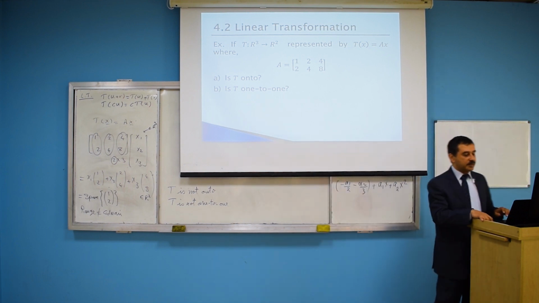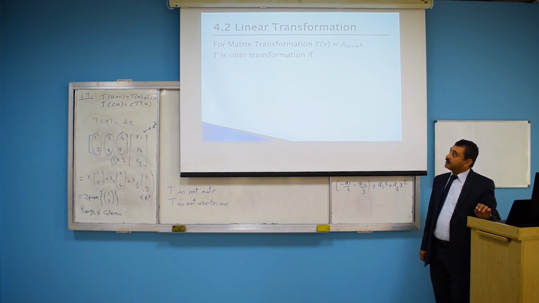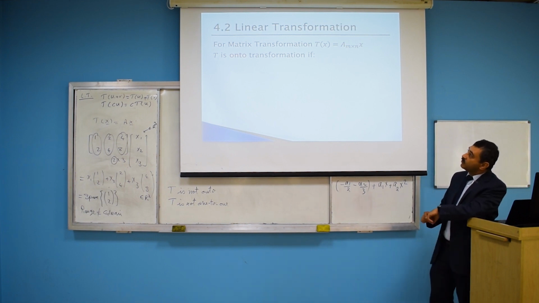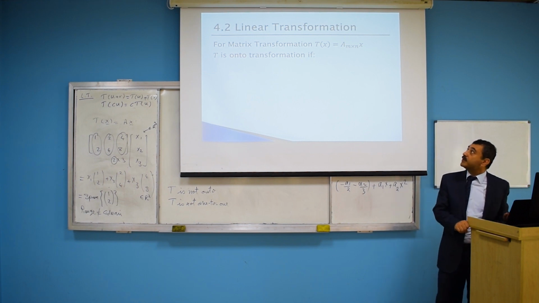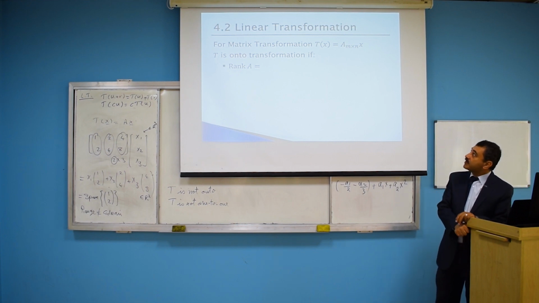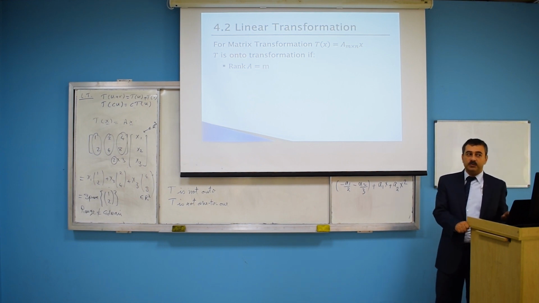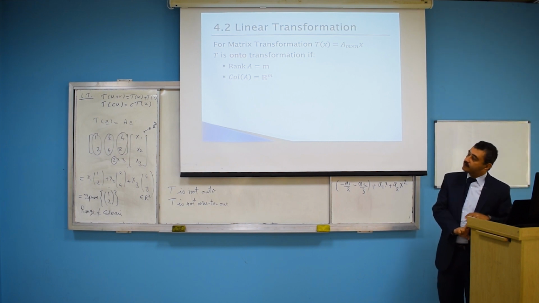So simply we have some theorems here to simplify the identification of the matrix transformation to be one-to-one and onto. For the onto, if it is an m by n matrix, you find the rank of the matrix, which is the number of pivots. And if the number of pivots equals the number of rows of the matrix, which is m, it means that the transformation is onto. And in this case, the column space will span the whole Rm that you are mapping to.